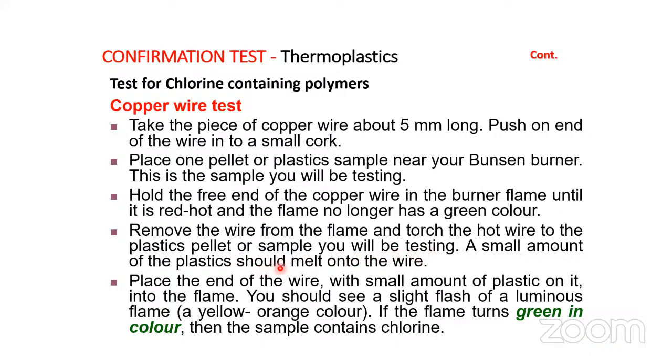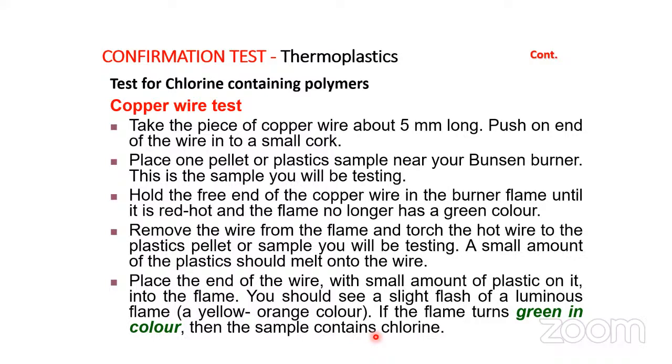A small amount of the plastic should melt onto the wire, correct? After inserting that hot red copper wire into your plastic material, obviously that plastic will melt and stay on your wire. Place the end of the wire with the small amount of plastic on it into the flame. You should see a slight flash of luminous flame, a luminous type of flame with yellow orange color. If the flame turns green in color, then the sample contains chlorine. Have you understood this part?